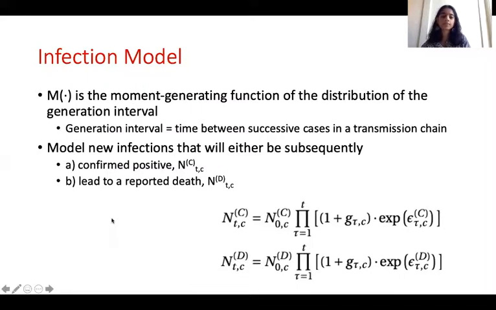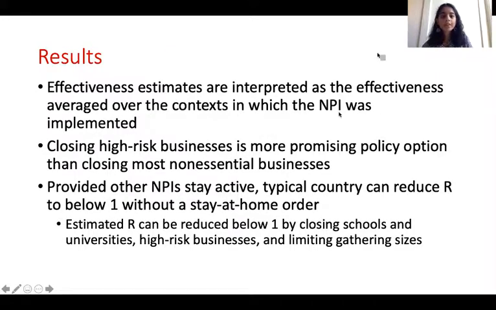Looking at their results, their effectiveness estimates are interpreted as the effectiveness averaged over the context in which the NPI was implemented. So their results are very context specific, and really only applicable in the context in which the NPIs were implemented. They find that closing high-risk businesses is a more promising policy option than closing most non-essential businesses, and that provided that other NPIs, namely closing schools and universities, high-risk businesses, and limiting gathering sizes, stay active, a typical country can reduce R to below 1 without issuing a stay-at-home order, which has pretty important policy implications.